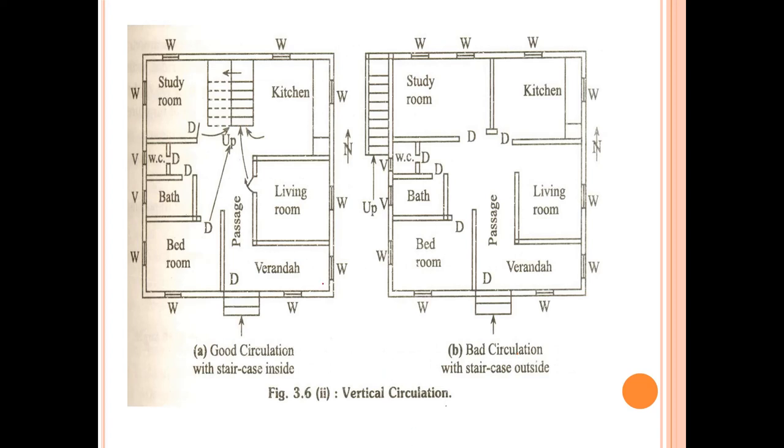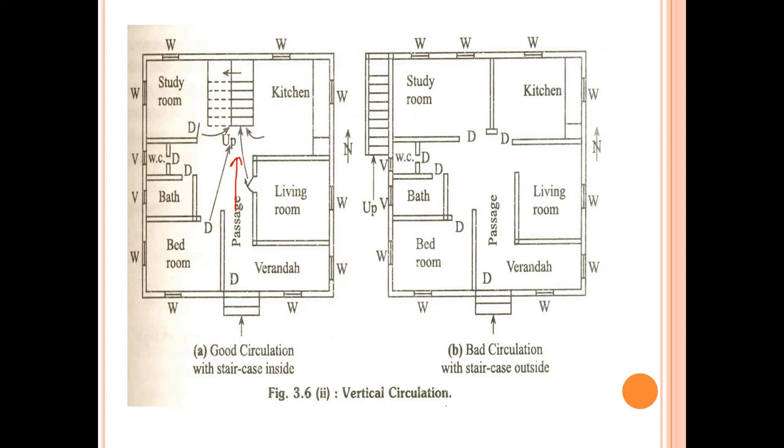So these are the cases of circulation. With a staircase, this is outside and this is inside. Here you can see we have the veranda, then the passage is there, and without obstructing anyone we can go directly to the stair and go to another floor.